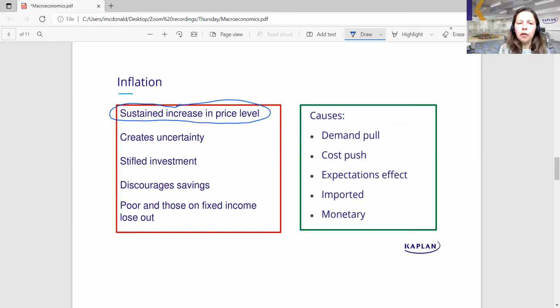The first issue: if the prices increase very quickly, it creates uncertainty. It's very difficult for you as an individual to plan your purchases. It's going to be very difficult for companies to predict how much raw materials will cost them in the future, and therefore what profits they might make by selling goods made out of those raw materials. High inflation stifles investment. When companies are facing a lot of uncertainty, they're less willing to invest.